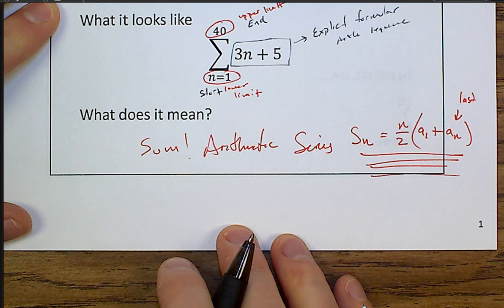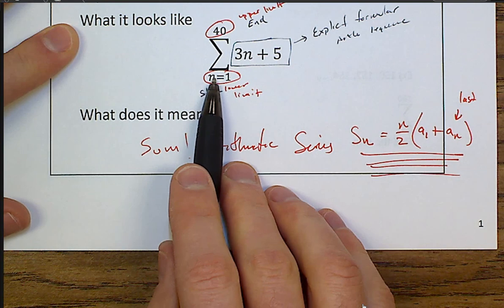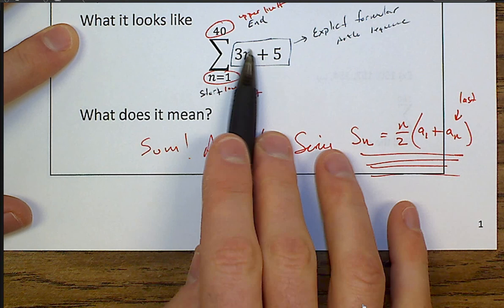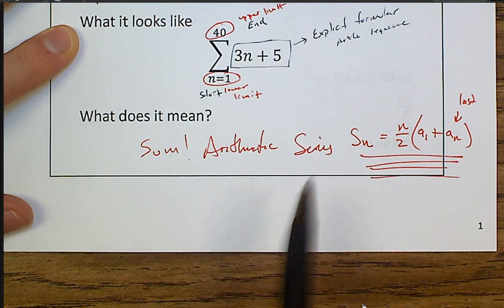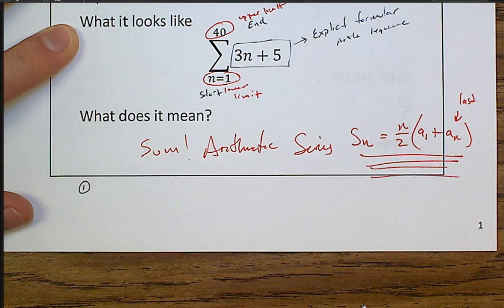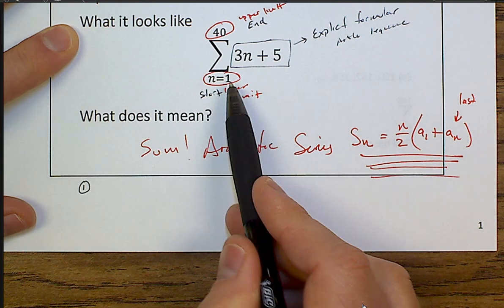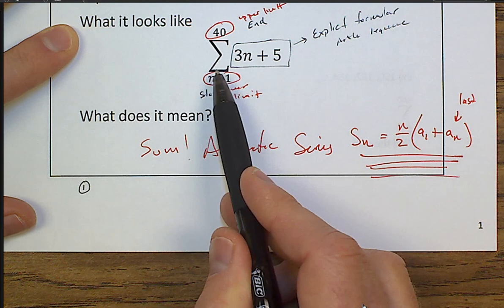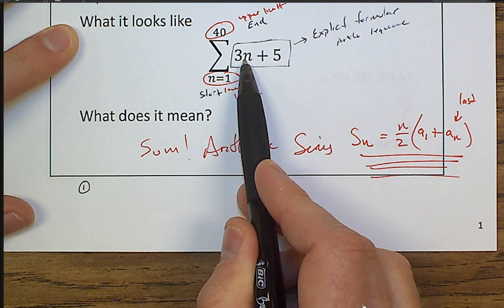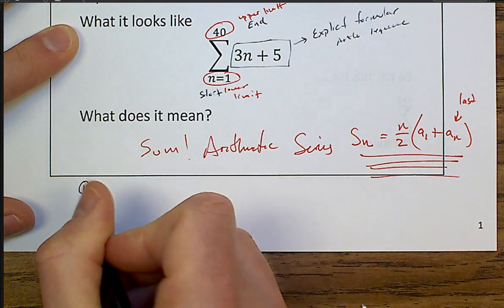So when you have something in summation notation and you're asked to find the sum, which is what it's going to say, find the sum. That's what an arithmetic series is. What I always like to do is first start out by writing out the first few terms. So I don't know what my first term is here, so I need to plug a 1 in for n. So 3 times 1 is 3. 3 plus 5 is 8. So my first term is an 8.